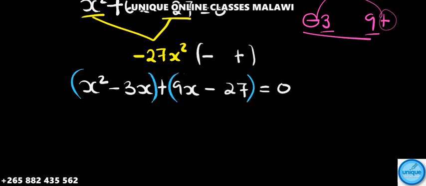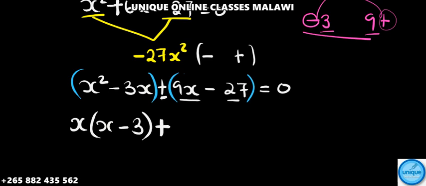After pairing, we should find the common factor in each bracket. In this bracket, the common factor is x. So we take out x, then minus 3. Then you have a plus sign, and the common factor in this bracket is 9. So you can take out 9, 9 times x, then the negative number divided by positive gives negative 3, then is equal to 0.